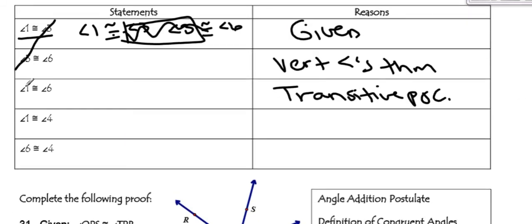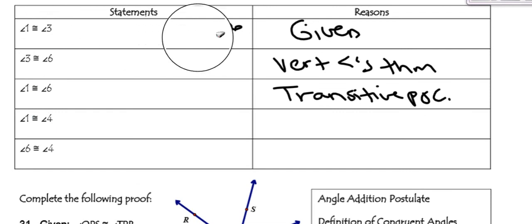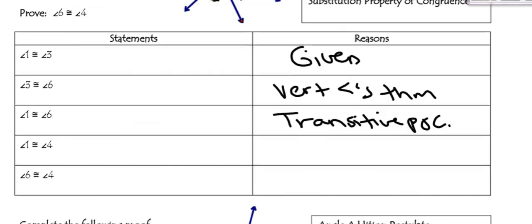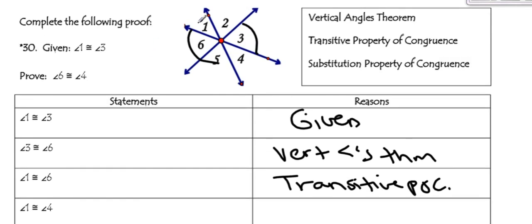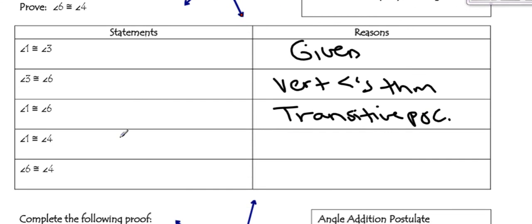Okay, next line says that angle 1 is congruent to angle 4. Well, I don't see an angle 1 or an angle 4 anywhere in these statements. So let me look back at my picture and see if that helps me. Oh, here it is again. Angle 1 is across from, not adjacent to, angle 4, and that is a set of vertical angles, and vertical angles are congruent. That's the vertical angles theorem.